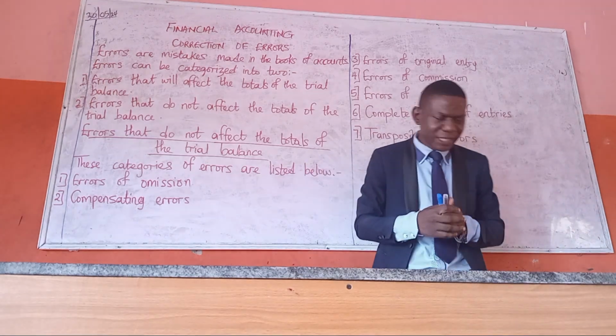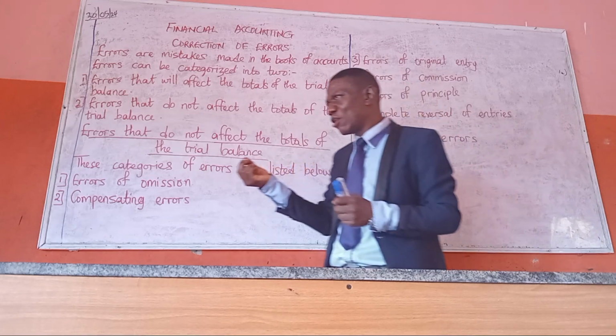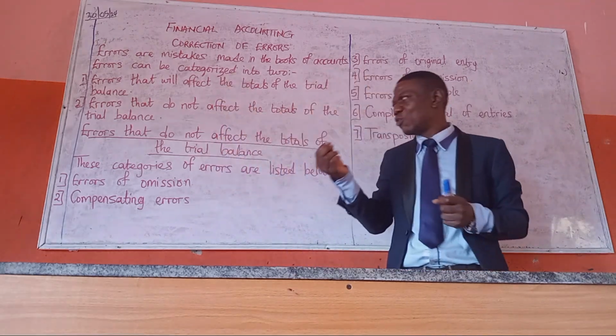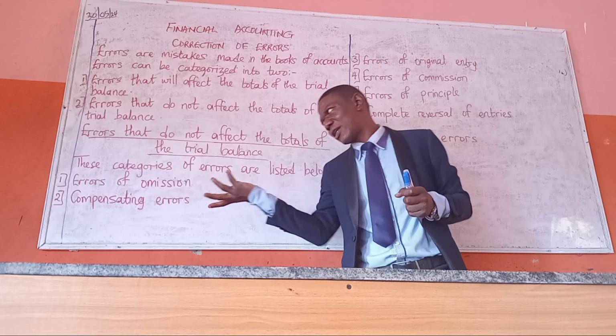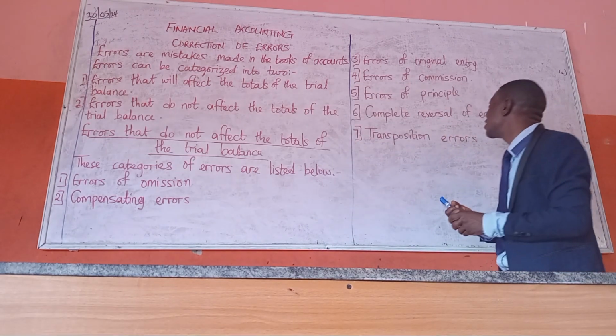That is compensated. So in that case, we have to find the shortage or the extra money that has been reduced. We have to remove it or we add it back. That is compensating error. Then let's look at errors of original entry.